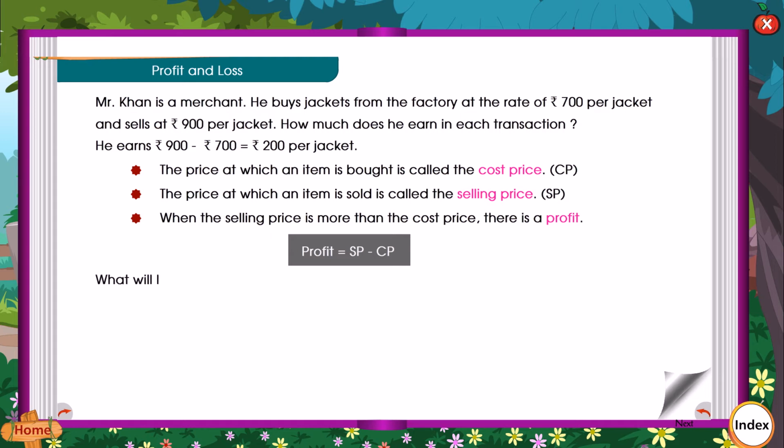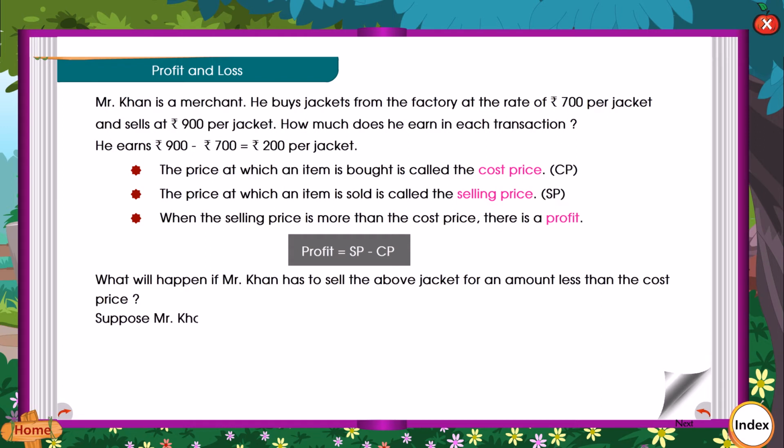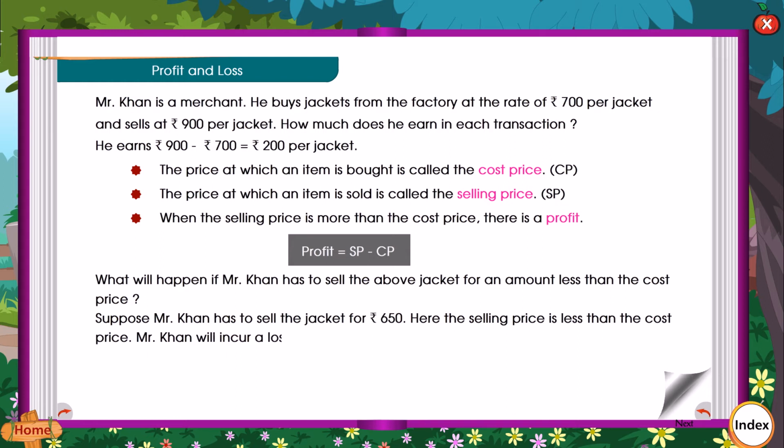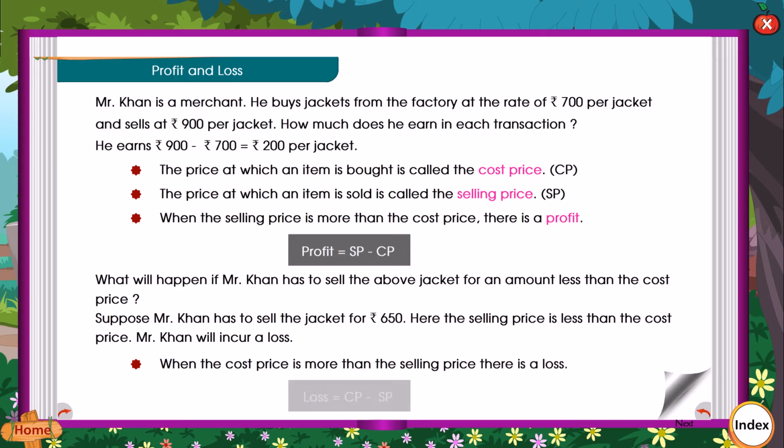What will happen if Mr. Khan has to sell the above jacket for an amount less than the cost price? Suppose Mr. Khan has to sell the jacket for rupees 650. Here the selling price is less than the cost price. Mr. Khan will incur a loss. When the cost price is more than the selling price, there is a loss. Loss is equal to cost price minus selling price.